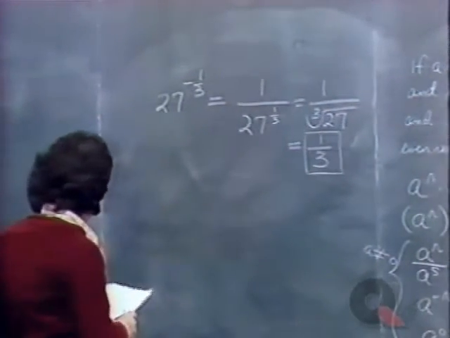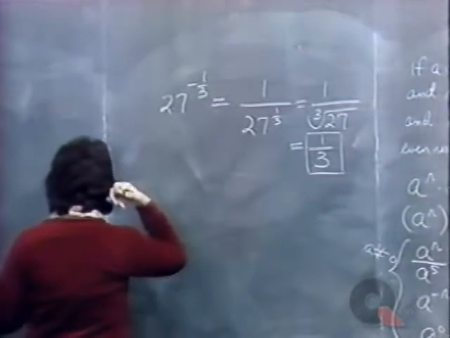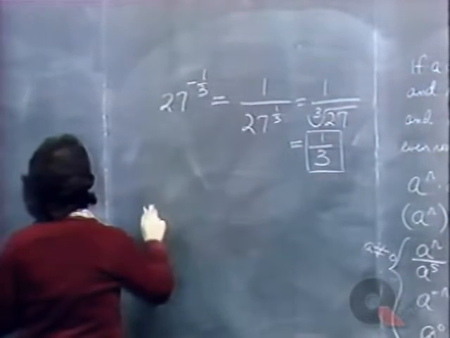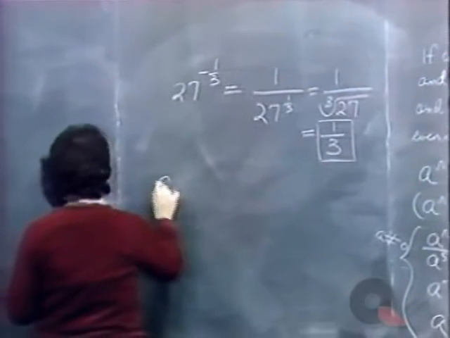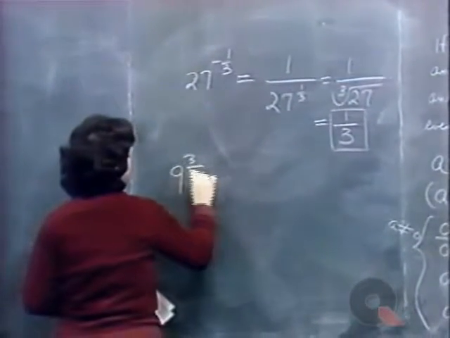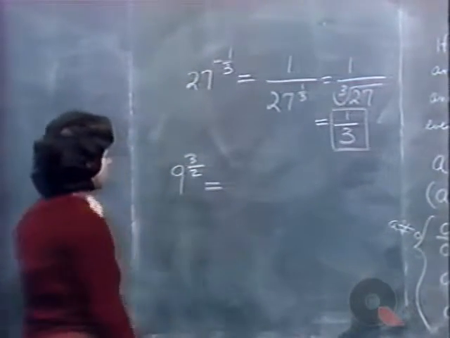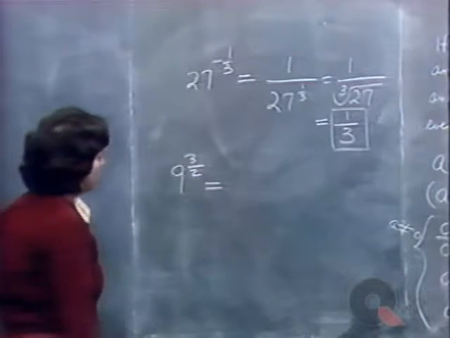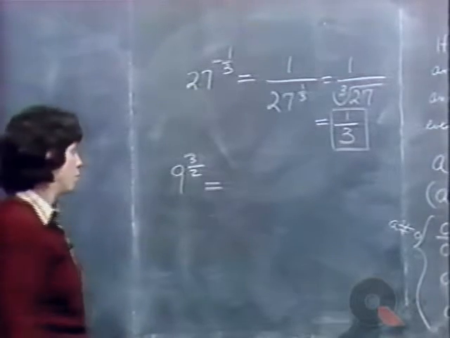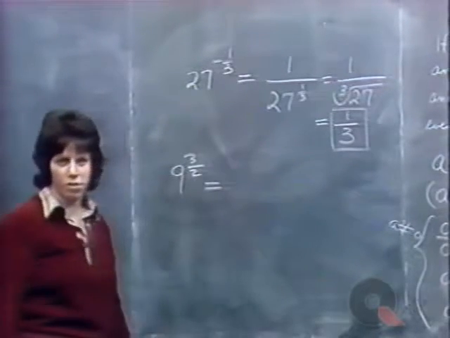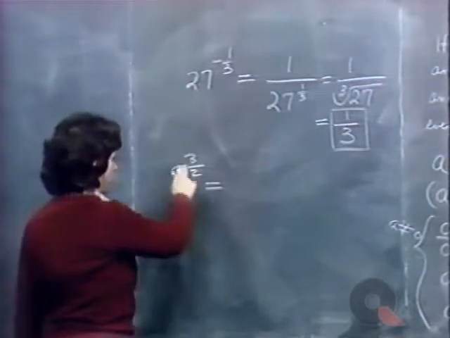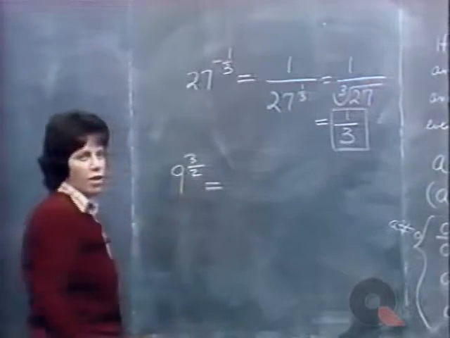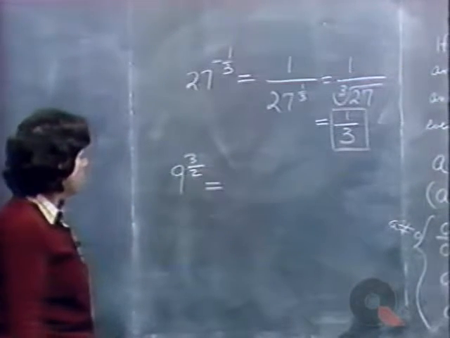Okay, now, what do we mean by something like this? Say we're worrying about 9 to the 3/2. Okay? So far, all the fractions that we've considered had numerators of 1, all the fractional exponents. The numerator of the fraction was 1. 9 to the 1/2, 9 to the 1/3, and so on.